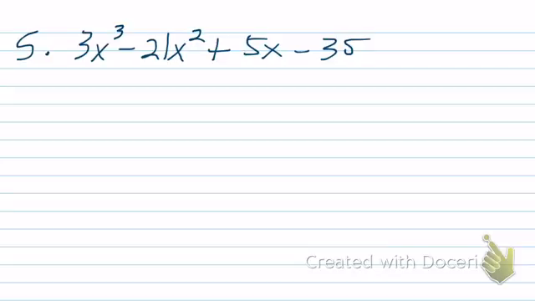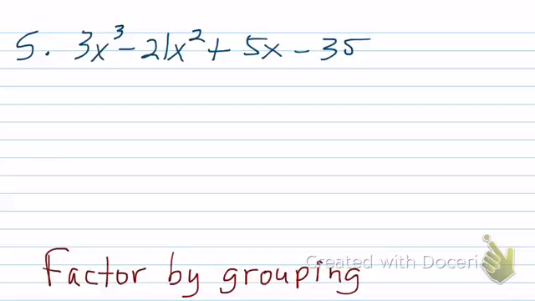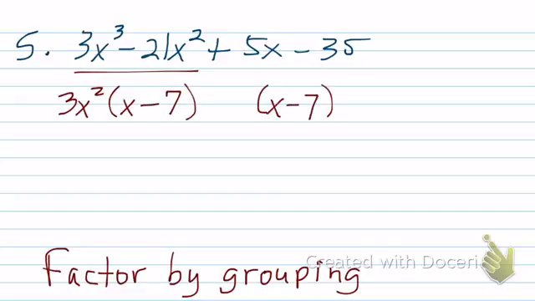Number 5 has 4 terms, so we should remember that means we're going to factor by grouping. So let's group the first two terms. There's a common factor of 3x squared, and that would be times x minus 7. So we know we're going to have an x minus 7 when we factor the other two terms. That's one thing we learned about factoring by grouping. And since we have 5x minus 35, we need something times x minus 7 that gives us this. To get that 5x, we're going to need a plus 5. And notice 5 times negative 7 does give you the negative 35.